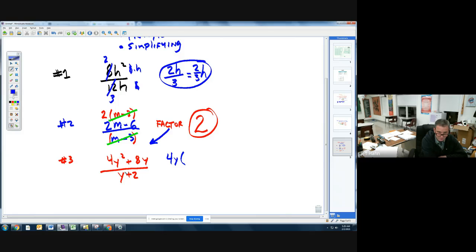And when I take a 4y out of 4y squared, I'm left with a y. I have this addition sign. And what times 4y gives me 8y? Oh, look, it's a 2. It's a Christmas miracle. I have a y plus 2 on top and a y plus 2 on the bottom. Cha-ching, they go away, and 4y is my answer.